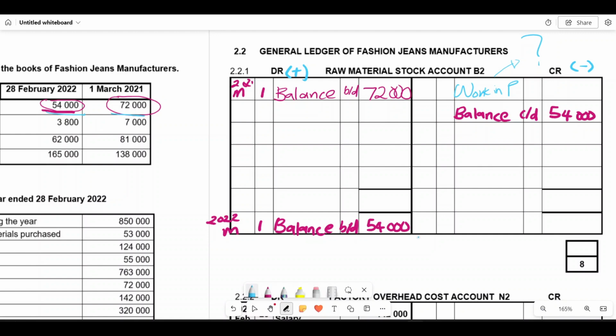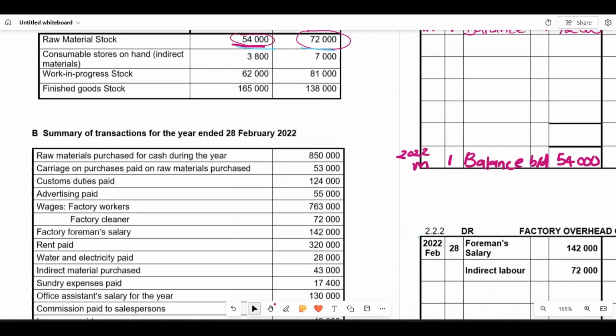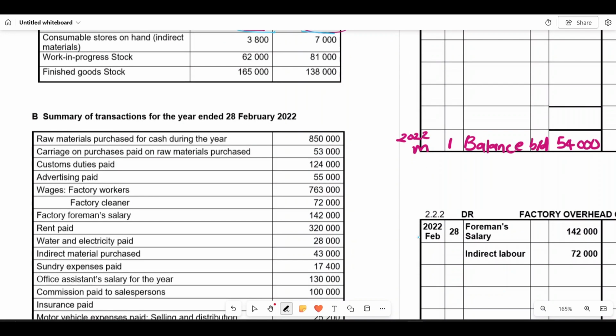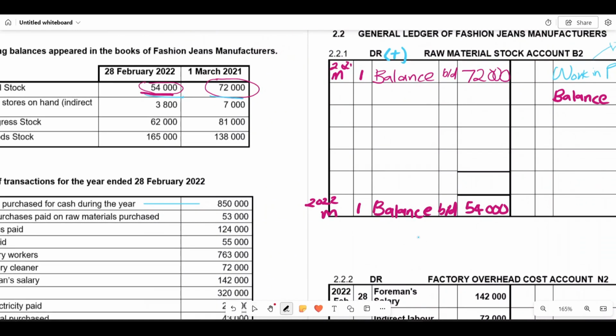Now, let us look for the transactions which affect our raw materials account, right? So we have purchases, right? So summary of transactions for the year, we have purchases of 850,000, right? So raw materials purchased for cash. So these are cash purchases. So here, I'm going to write bank to show that we purchased these using cash. And my cash purchases amount to 850,000.